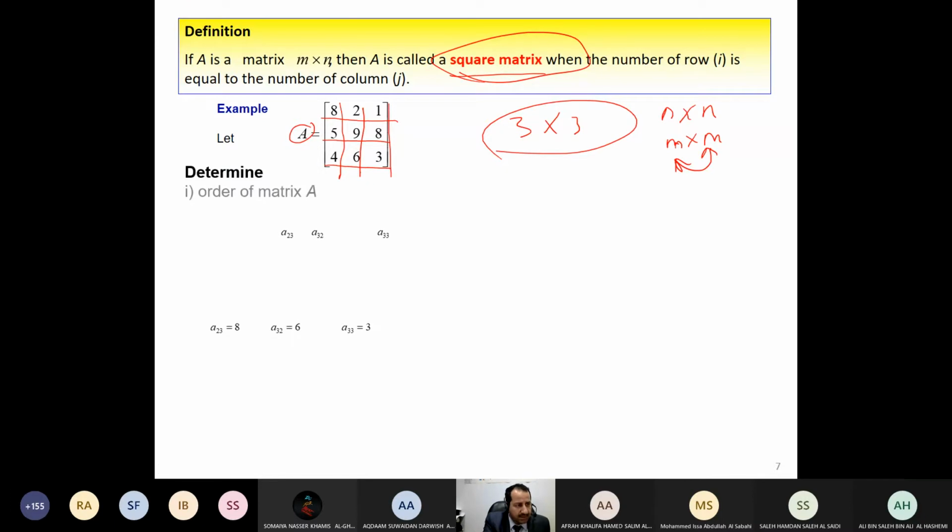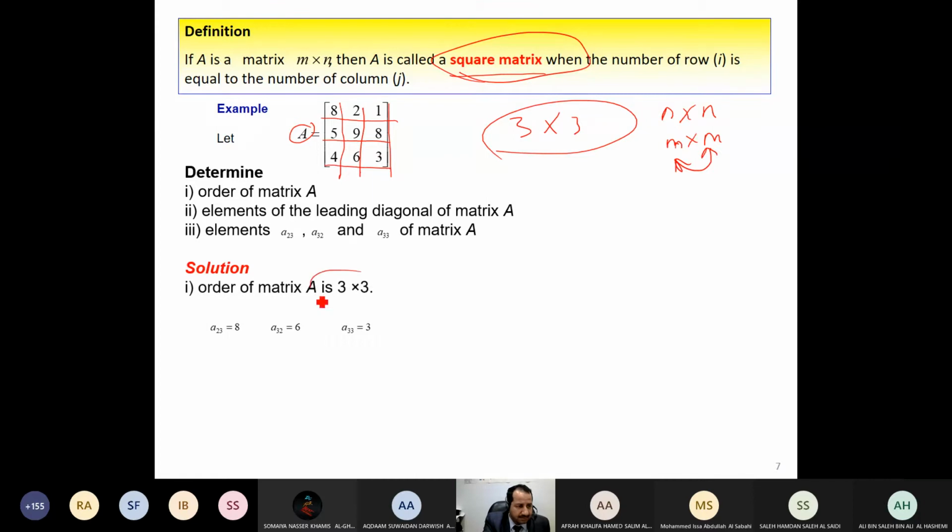This is an example. Determine the order of the matrix, the elements of the leading diagonal, and specific elements. Now the order is 3 by 3, as you can see. He asked me to find the diagonal. Diagonal, this one. Leading diagonal of the matrix means these numbers: 8, 9, 3. And he also asked me to find element a23. Row number 2 is this row, column number 3 is this column. So it will be 8, as you can see here.